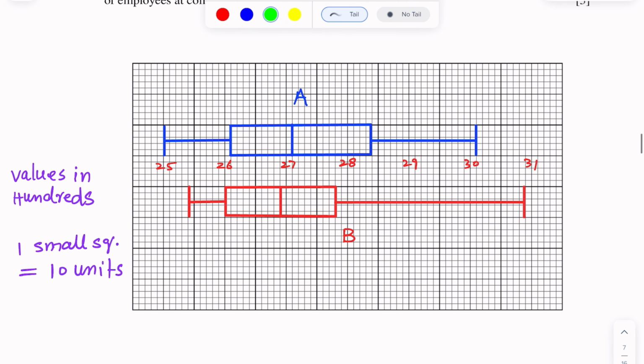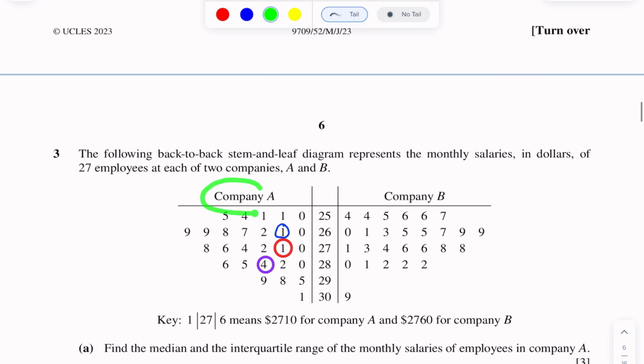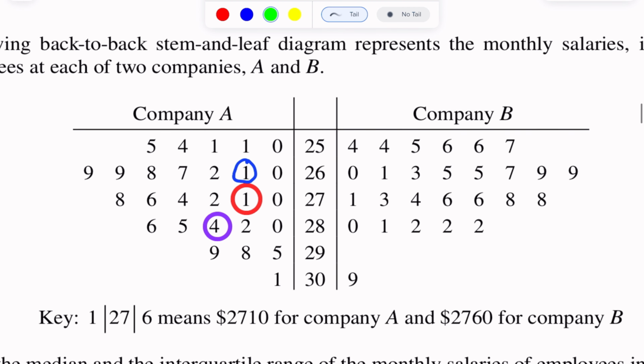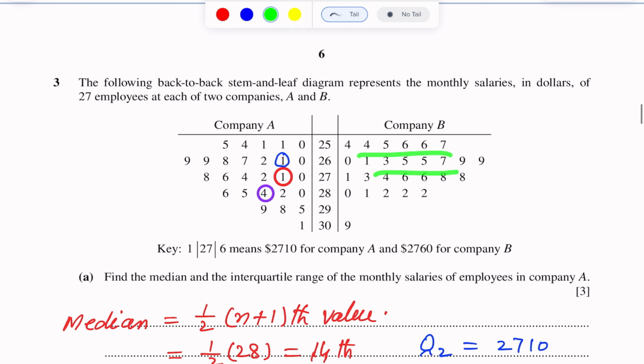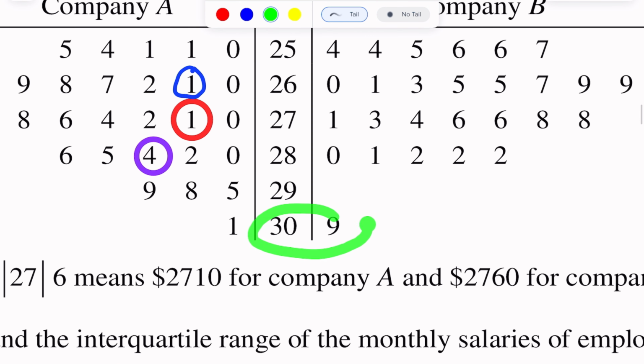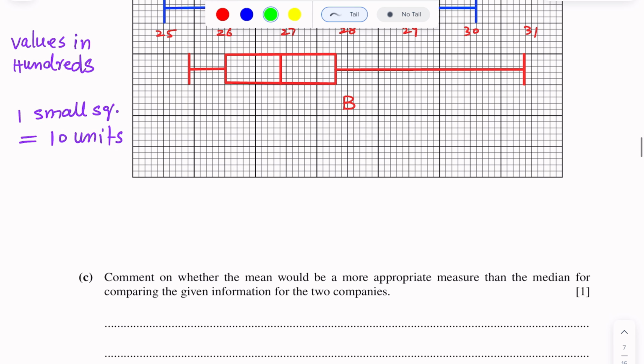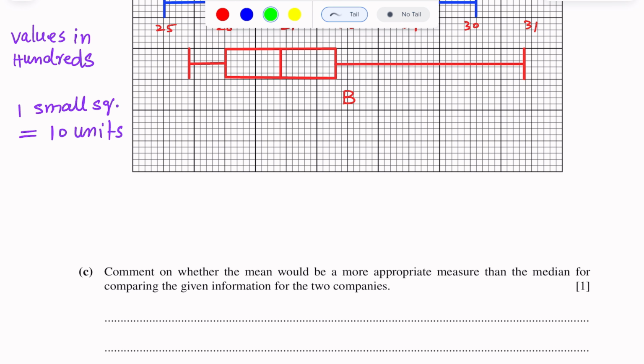If we find the mean, how will we find it? The mean value is the total sum of all the values of company A divided by 27. In the same way, we can find the mean salaries of company B by adding all these values. But for company A and company B, this figure 3090 will affect the mean value. So the mean is less appropriate than the median.